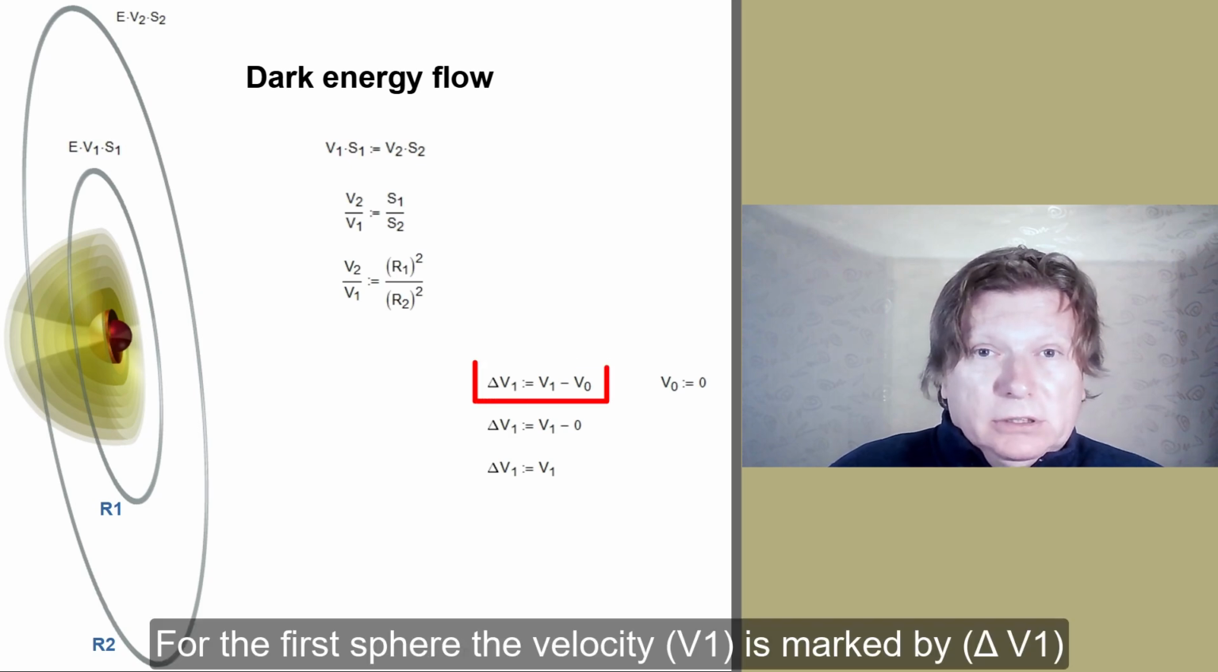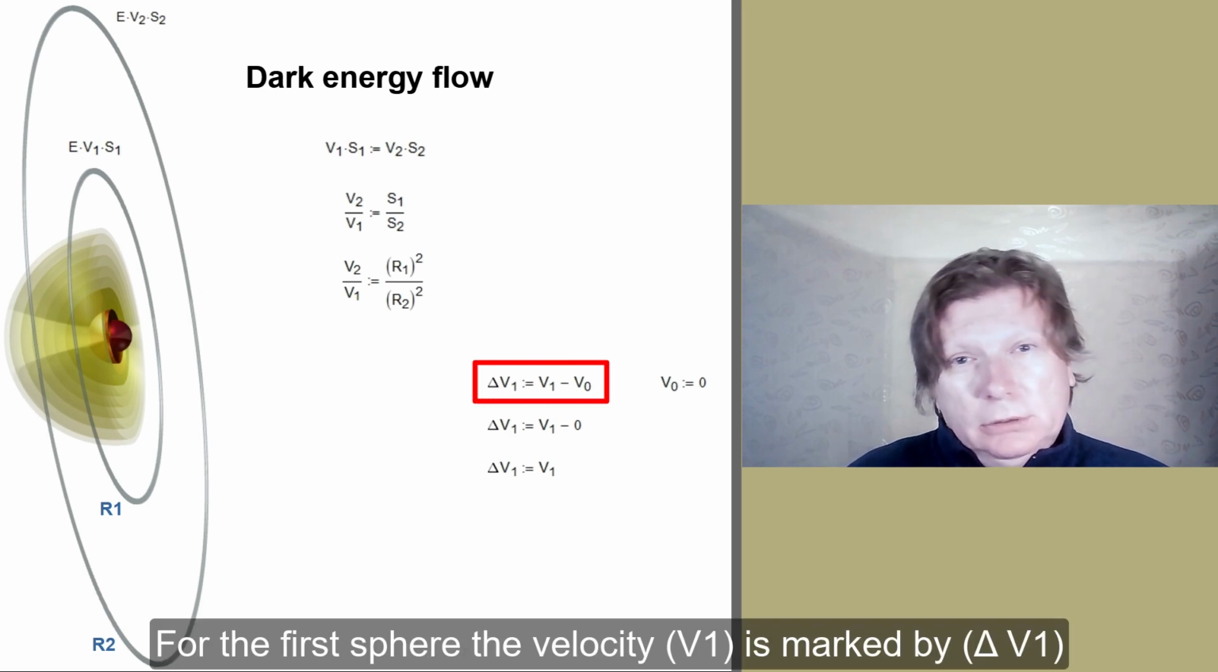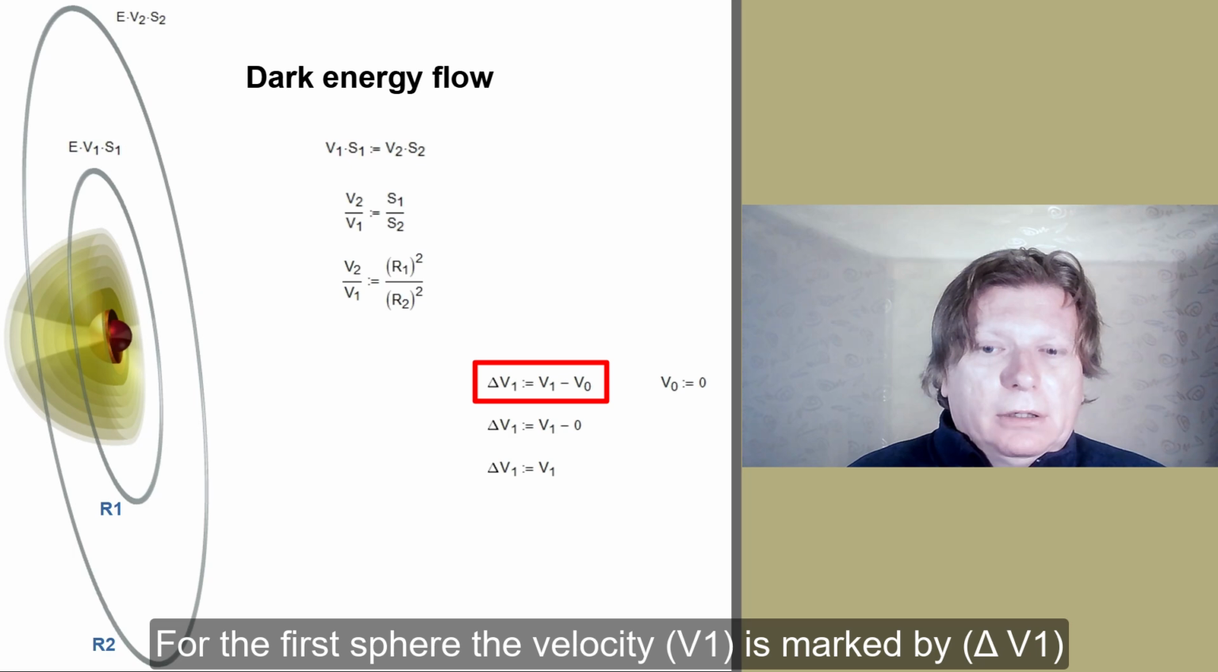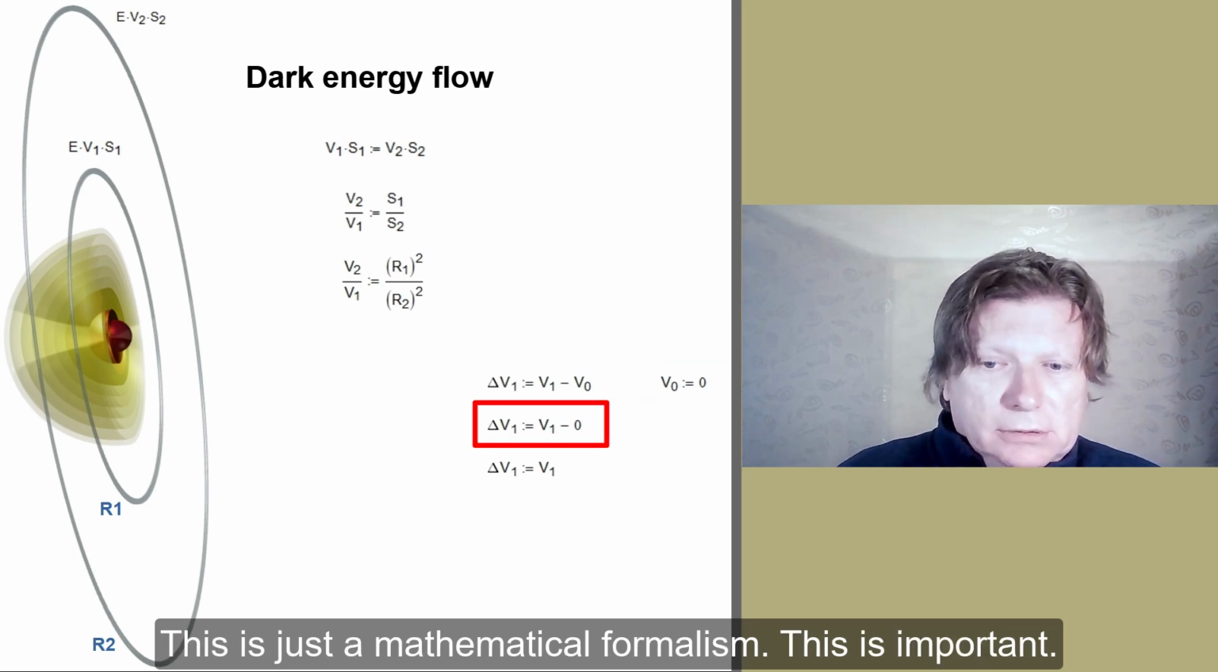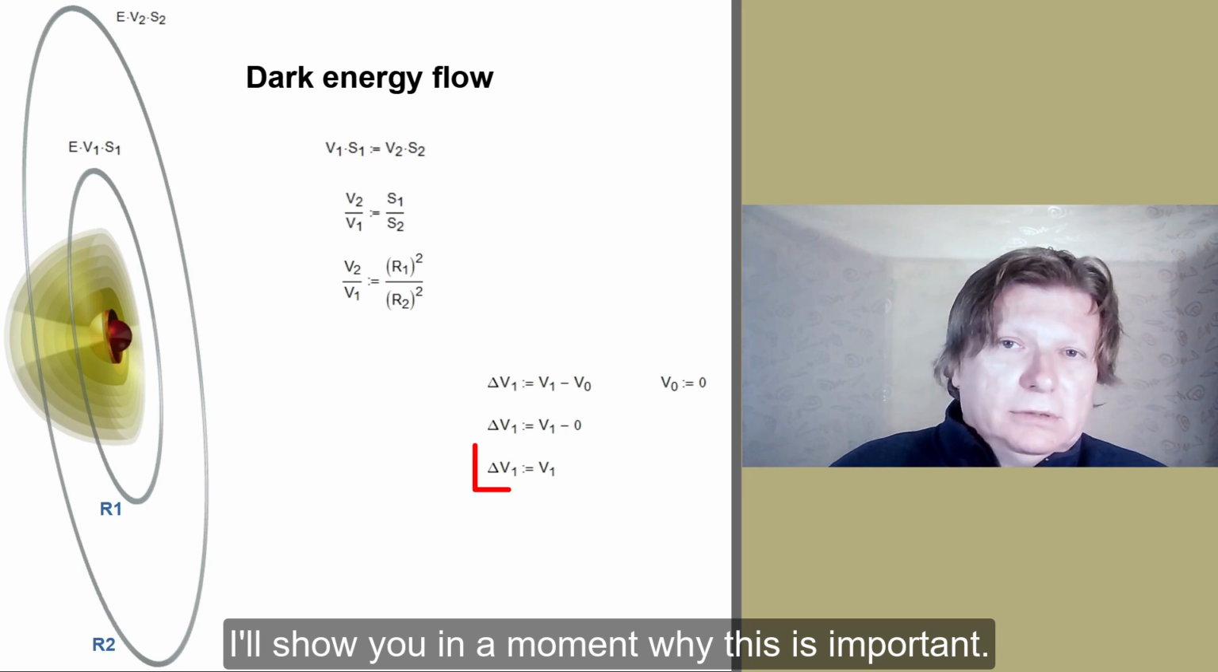For the first sphere, the velocity v1 is marked by delta v1. This is just a mathematical formalism. This is important. I'll show you in a moment why this is important.